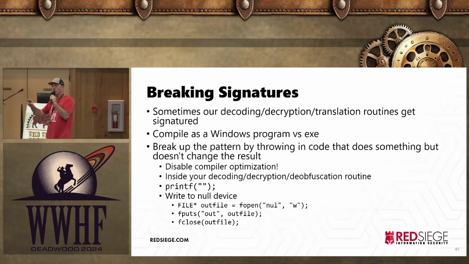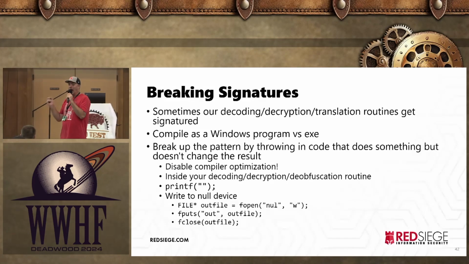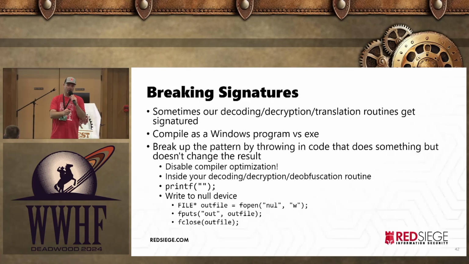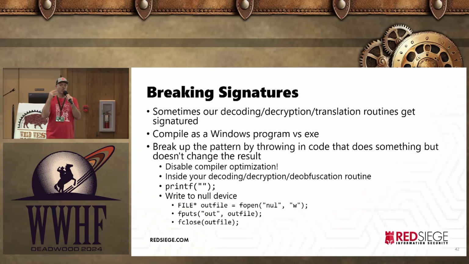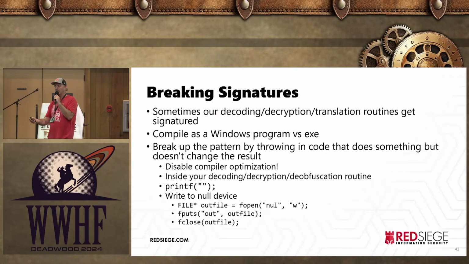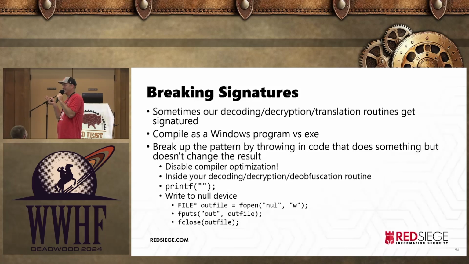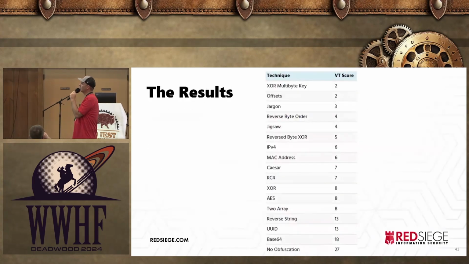Writing to the null device could be something that breaks up that signature. I've even seen just opening the null device and closing the null device be enough to break that signature. I didn't even have to write anything. So these are ways that you can break up the signature of those routines, because your shellcode isn't being detected. It's the routines that you use so you can recover your obfuscated shellcode.